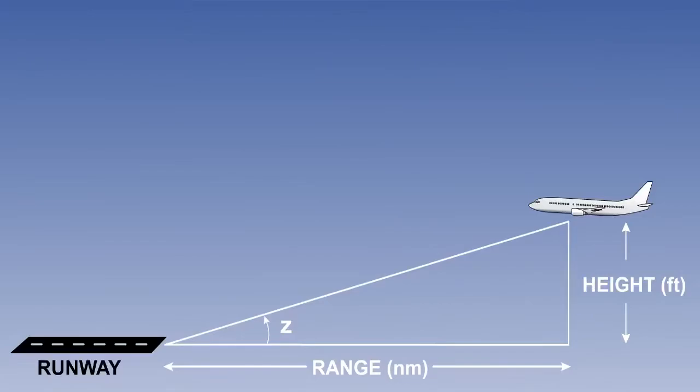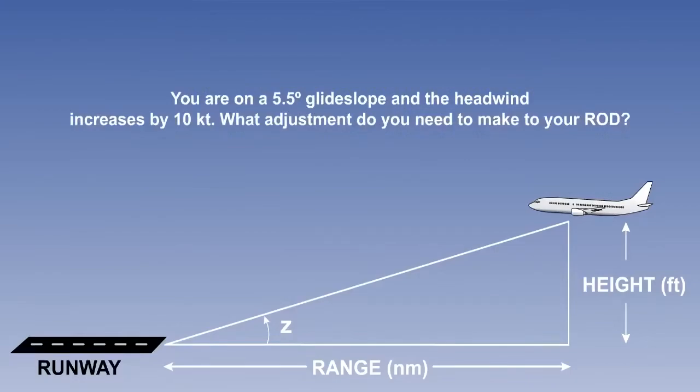Now, one for you. You are approaching London City Airport, which has a 5.5-degree glide slope, and the headwind increases by 10 knots. What adjustment do you need to make to your rate of descent?